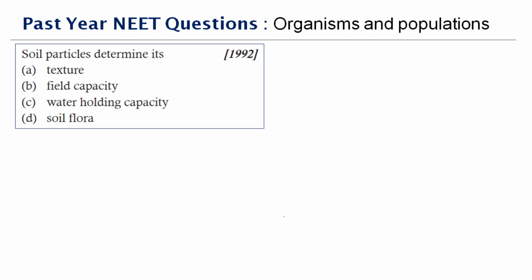Soil particles determine its dash. So this question was asked in the year 1992. So what do they determine actually? Will they determine the field capacity or will they determine the texture? As soon as you see a soil particle, you cannot analyze the water holding capacity or the field capacity and all that, because there you have to do some internal screening.